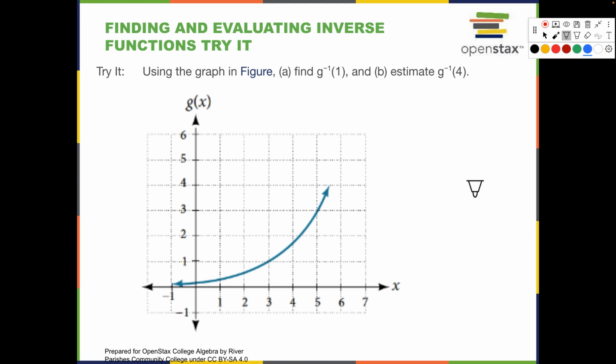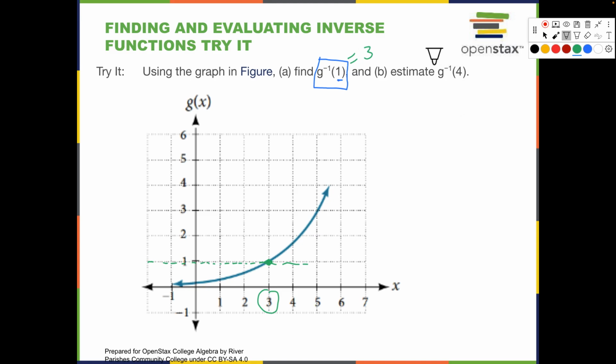If we've got a graph, again, this is the same type of concept. Using the graph in figure A, find the inverse function of g at 1. So where do we look up this 1? Is it an x or a y? It is a y. So I'm going to do this in green. Here's the y value of 1. It hits the graph right here. It has an x value of 3. So we would say that equals 3.